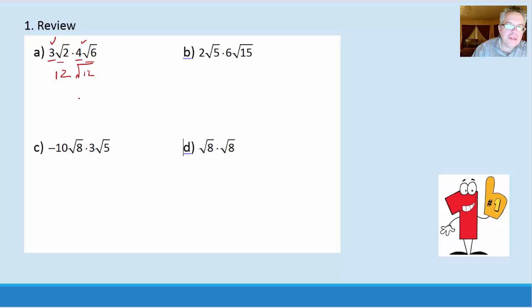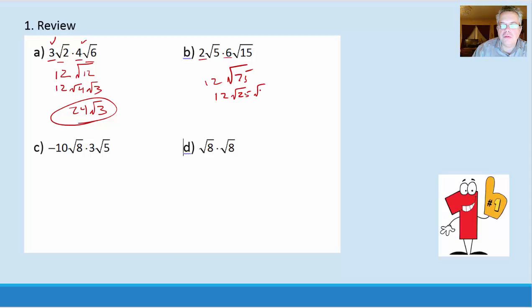So we can always look. If we can simplify a square root, we do. So we can break this up into 4 and 3. That's old news now. Square root of 4 is 2. 2 times 12 is 24. So it's 24 times the square root of 3. Let's do this one. 2 times 6 is 12. 5 times 15 is 75. Again, this is not wrong, but we can simplify. It's 12 times square root of 25 times square root of 3. That's 5. 5 times 12 is 60. Square root of 3.